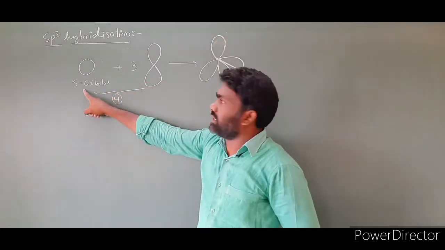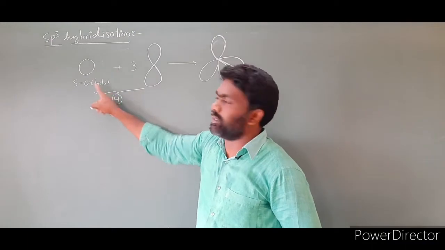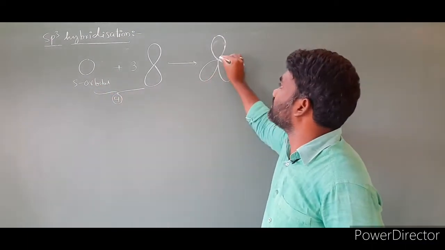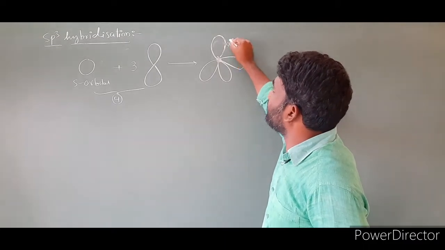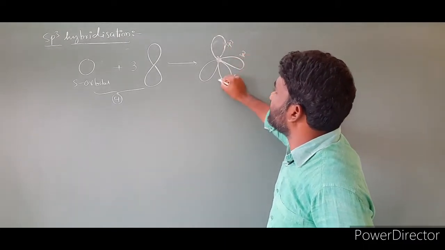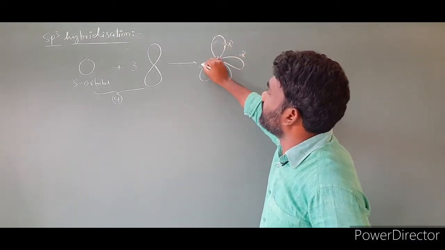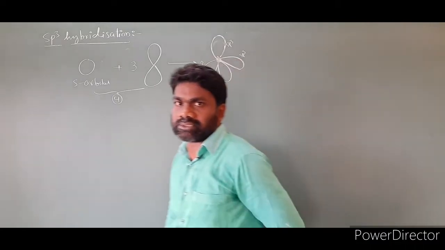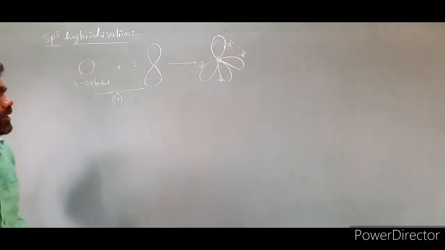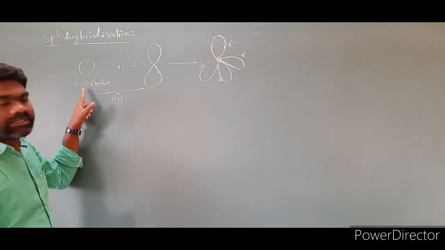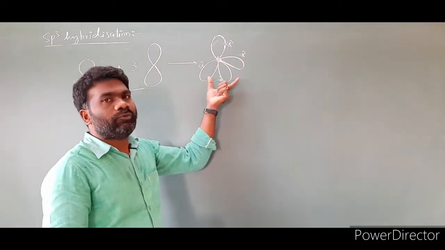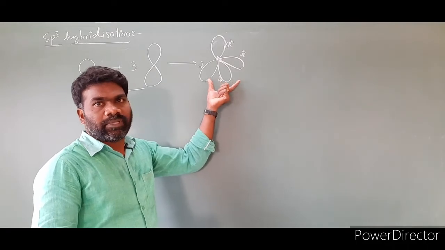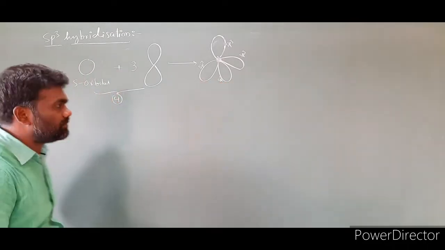So one s orbital and 3 p orbitals, total how many? 4. We must get 4 sp3 hybridized orbitals. So this is sp3 hybridized, this is another sp3, and this is another sp3 hybridized orbital. This is point number 1. What is the point? It involves intermixing of 1 s and 3 p orbitals, resulting in the formation of 4 sp3 hybridized orbitals. Write the same sentence.